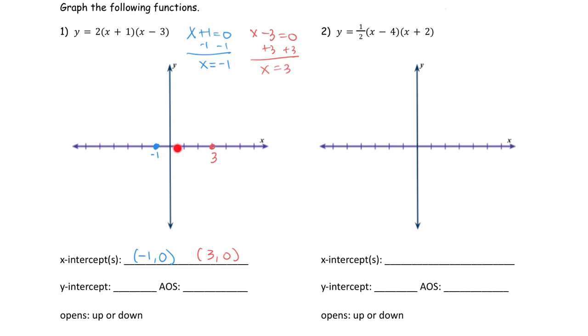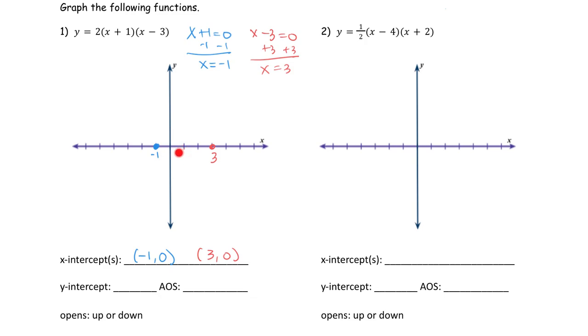My axis of symmetry is somewhere between the two x-intercepts. And so you're just looking for the middle. This is the middle between them. You could actually add your x's, negative 1 plus 3, and divide by 2. If I add those x's, negative 1 plus 3 is 2. 2 divided by 2 is 1. And right here at 1 is my axis of symmetry.